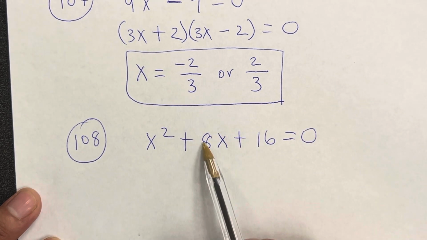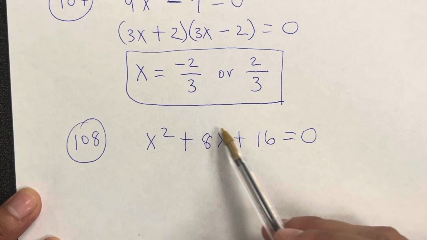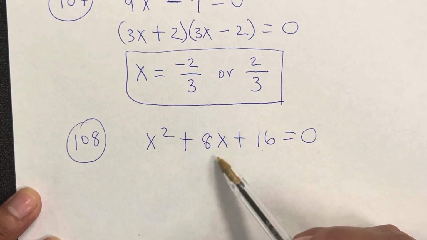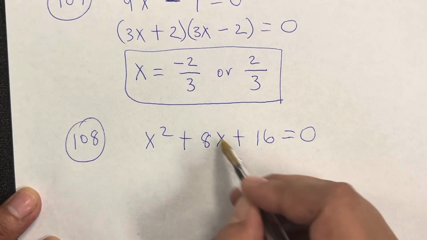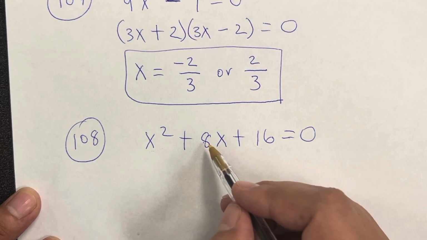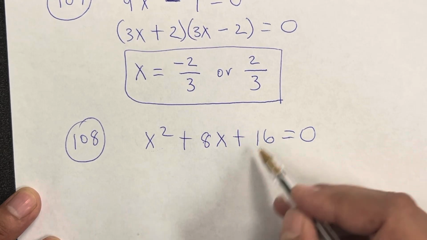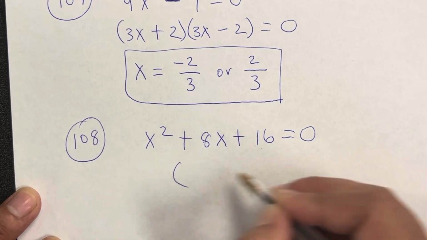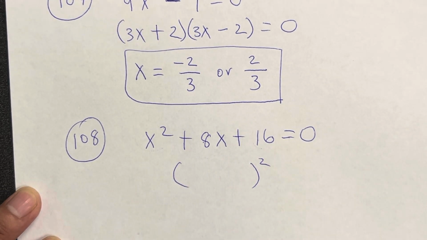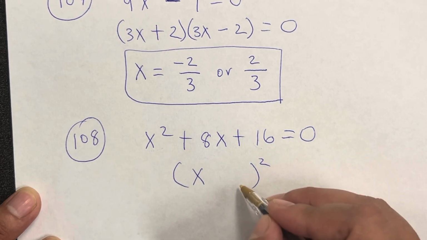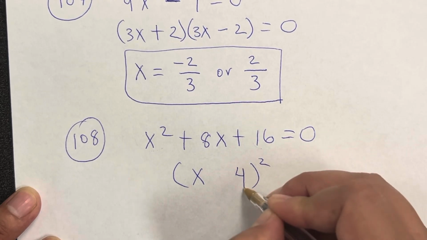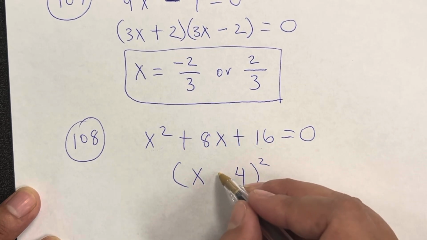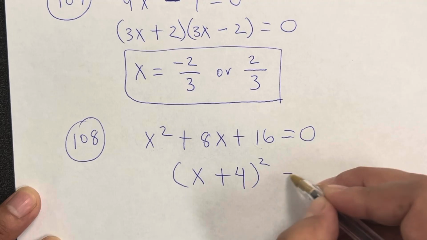So again, this is a perfect square, and we do have something in the middle. So what is half of the middle term? 8 divided by 2 is 4. What is the square root of the last one? The square root of 16 is 4. Since it's the same, we're just going to put that. X, the square root of 16 is 4, and the middle sign, okay, equals 0.